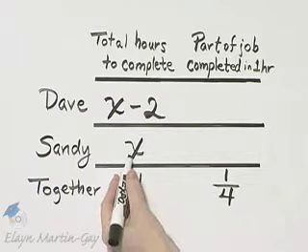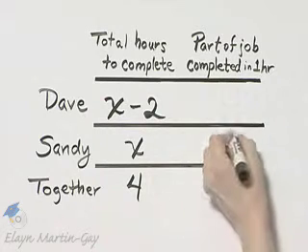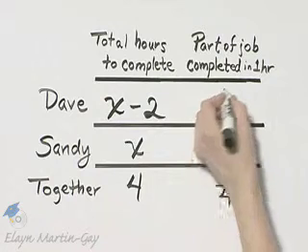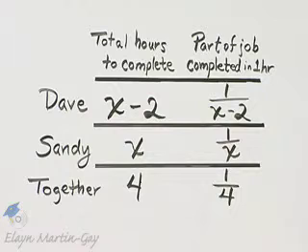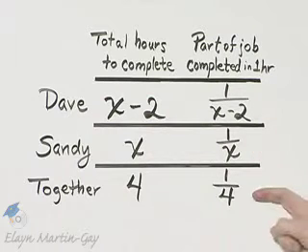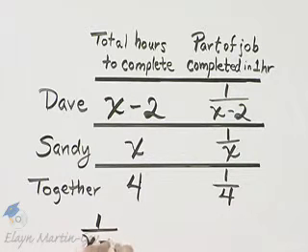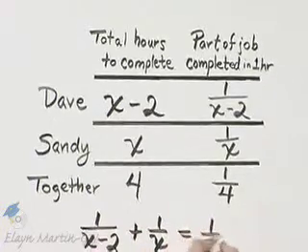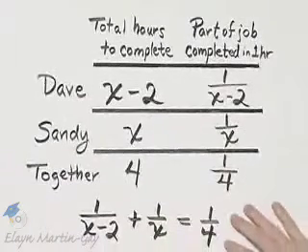Again, if Sandy can complete the job alone in X hours, what part of the job did she complete in 1 hour? That's 1 over X. And then same thing here, 1 over, in this case, X minus 2. And then how do we write our equation? The part of the job Dave completes in 1 hour plus the part of the job Sandy completes is equal to the part together. So that is 1 over X minus 2 plus 1 over X is equal to 1 over 4.